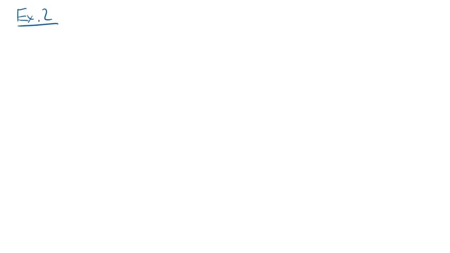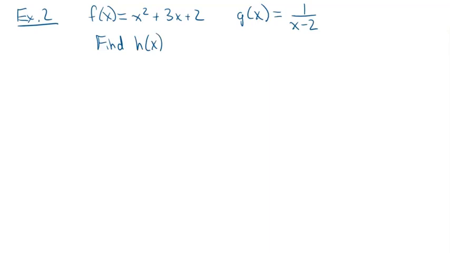The example is this: f of x is equal to x squared plus 3x plus 2, and g of x is equal to 1 over x minus 2. So we have this quadratic and we have this rational function. And so if I'm asking you to find h of x equals f of g of x, what you're going to do here is put the g of x first inside the f of x function. So in other words, it's f of 1 over x minus 2, because that's what g of x is.